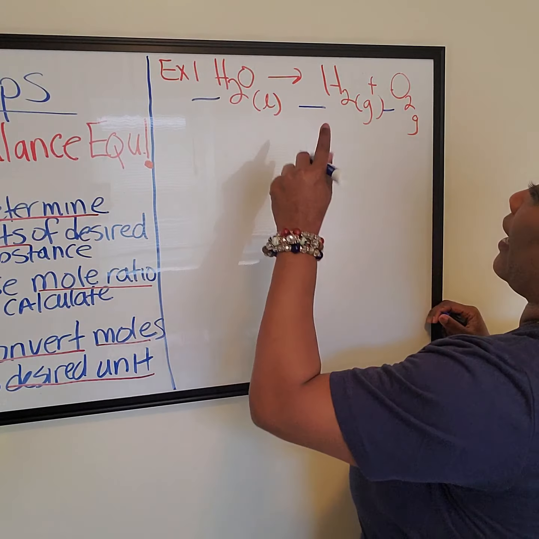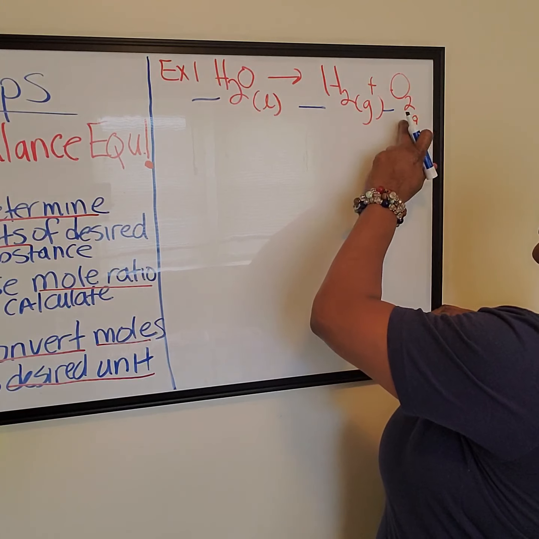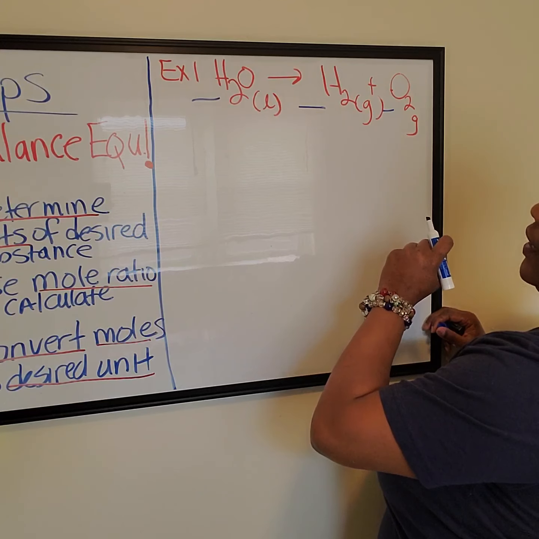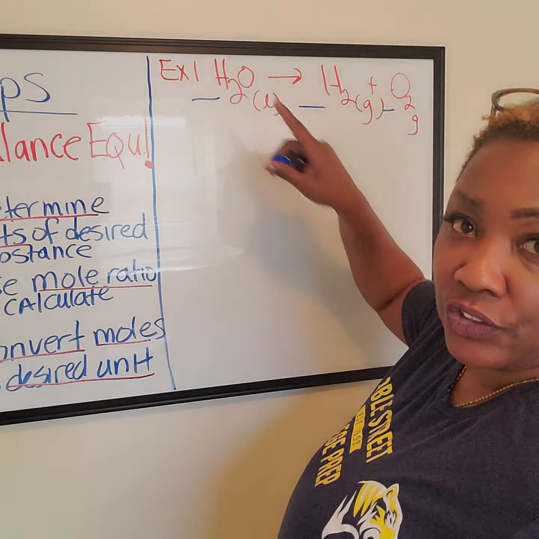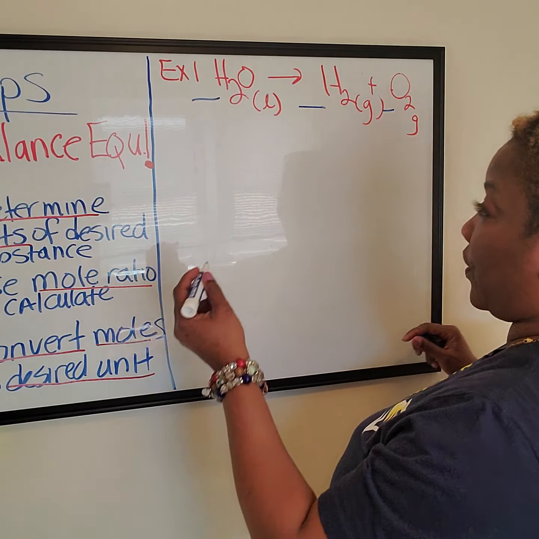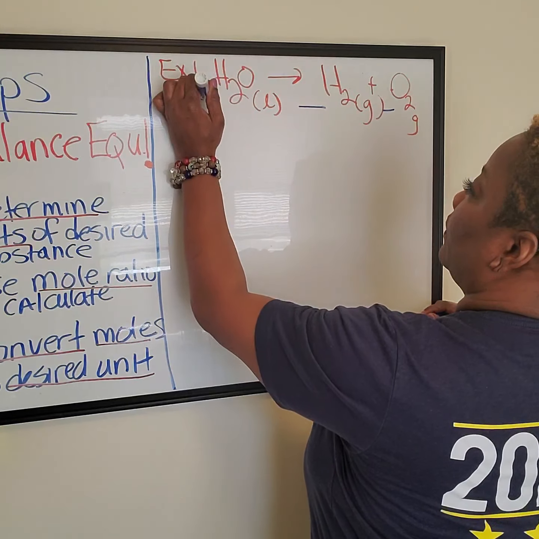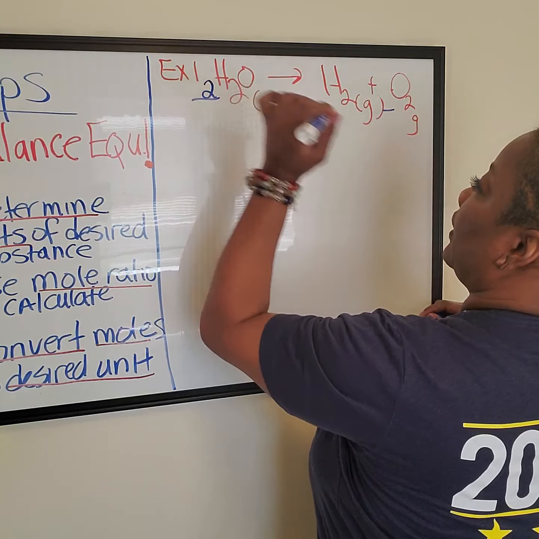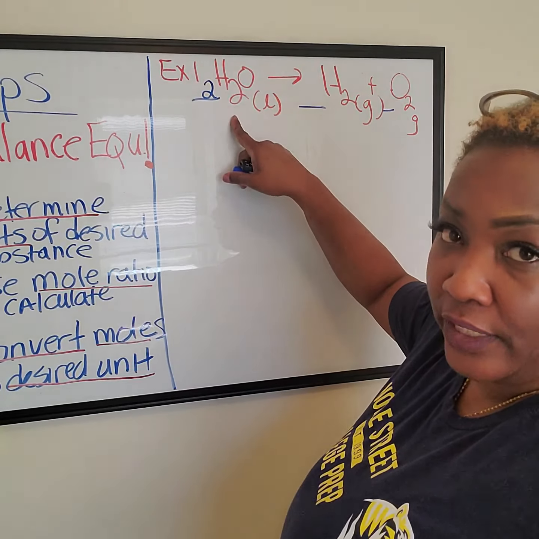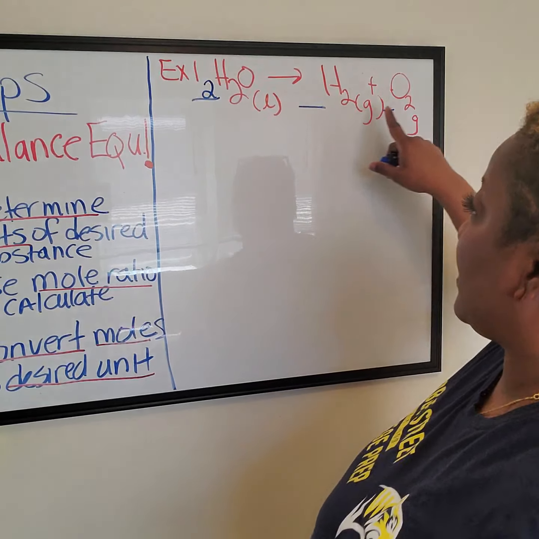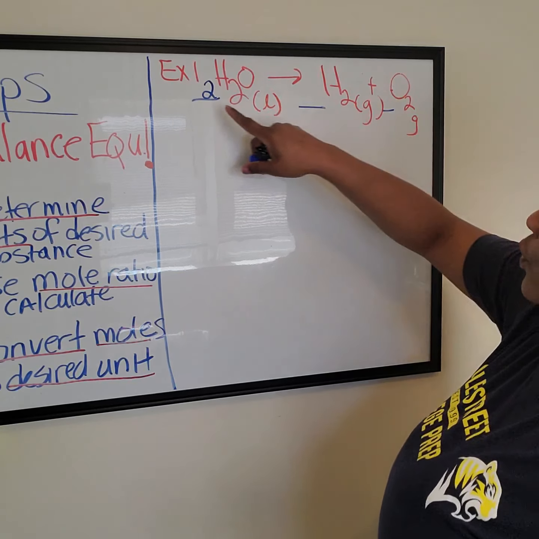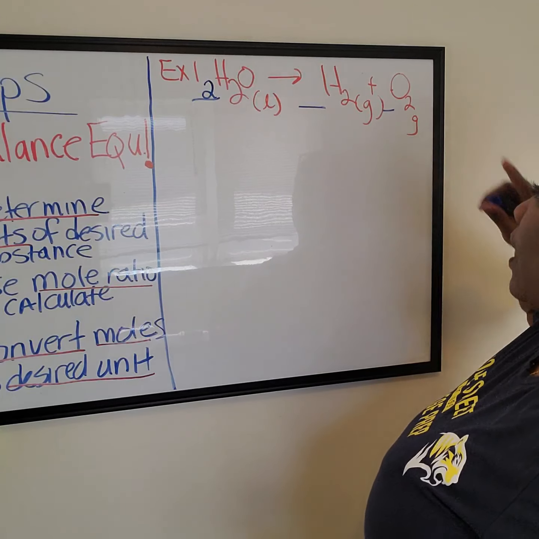So on this side, we have 2 oxygens, okay? But we only have 1 oxygen there. So the first thing I'm going to do is put a 2 in front of my water, right? 2 moles of H2O, okay? Now the oxygens are matched, 2 times oxygen and then 2 oxygens.